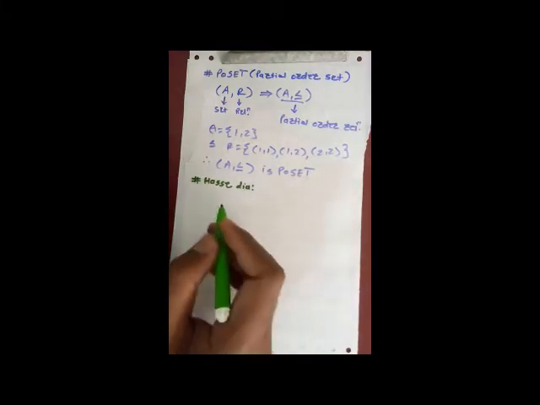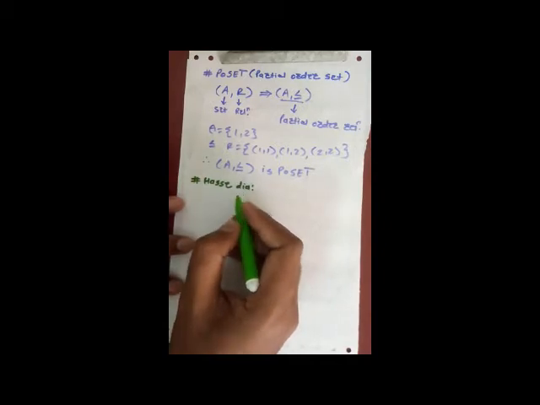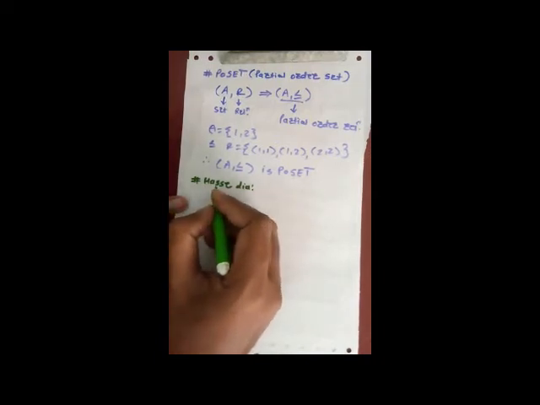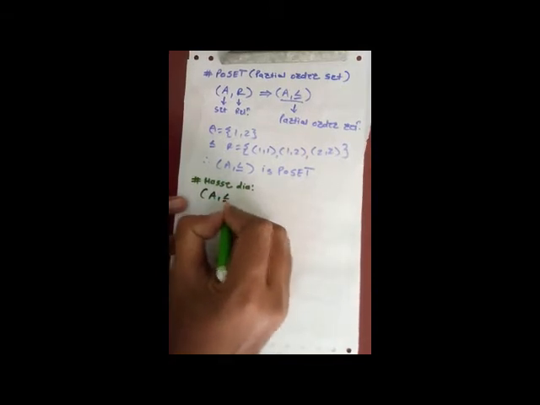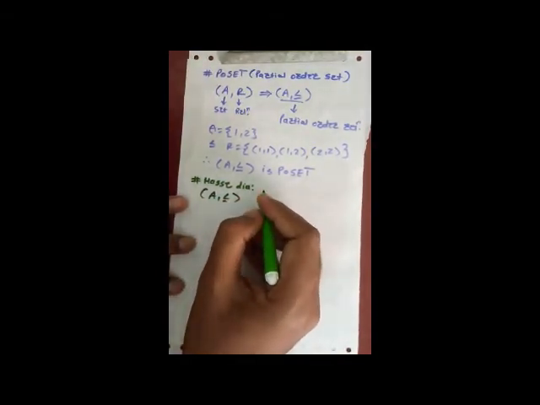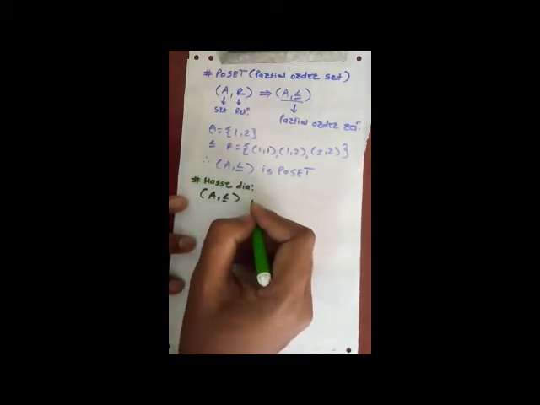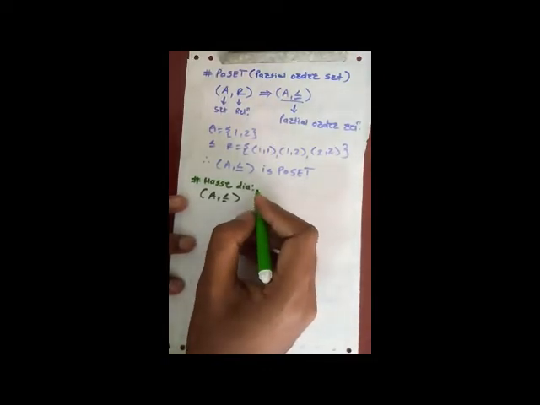So next one is the Hasse diagram. The Hasse diagram is used to represent the POSET. We know the POSET, that is partially ordered set. So consider (A, ≤) is a POSET. To represent it using a Hasse diagram, the following conditions should be satisfied.